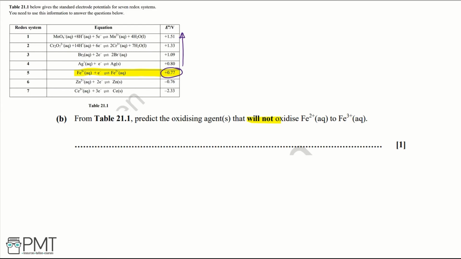So the answer is going to be zinc 2+ and Ce3+, or cerium 3+. To get the mark for this question, you must write zinc 2+ and cerium 3+. Both of these you need to write in order to get the mark.